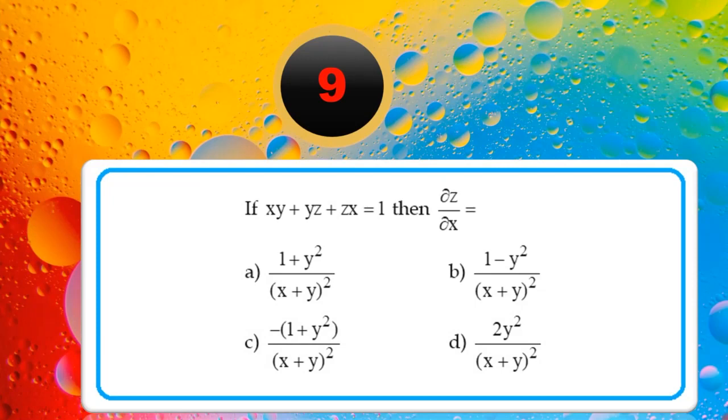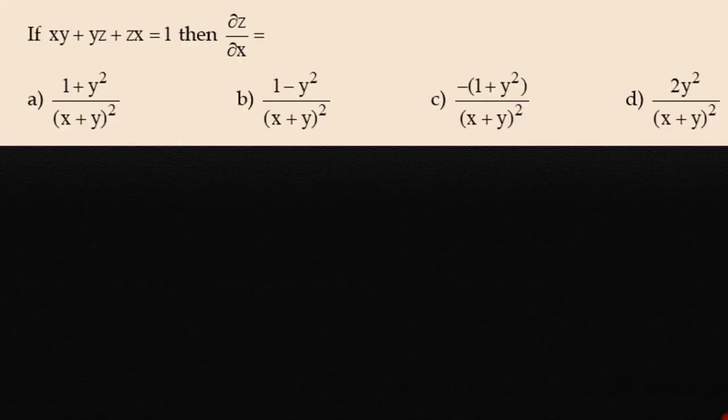Dear students, see the question number 9. Read the question and write it. The question is, if xy plus yz plus zx is equals to 1, then dou z by dou x is equals to, options are 1 plus y square by x plus y whole square, 1 minus y square by x plus y whole square, minus of 1 plus y square by x plus y whole square, 2y square by x plus y whole square. Let us find this.